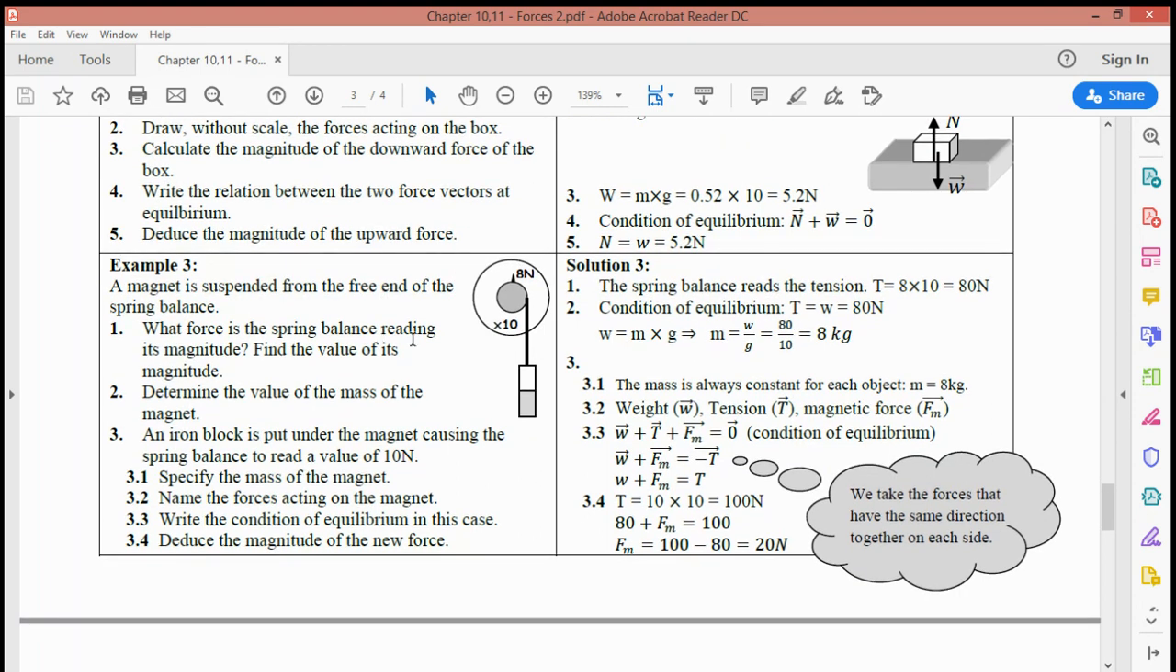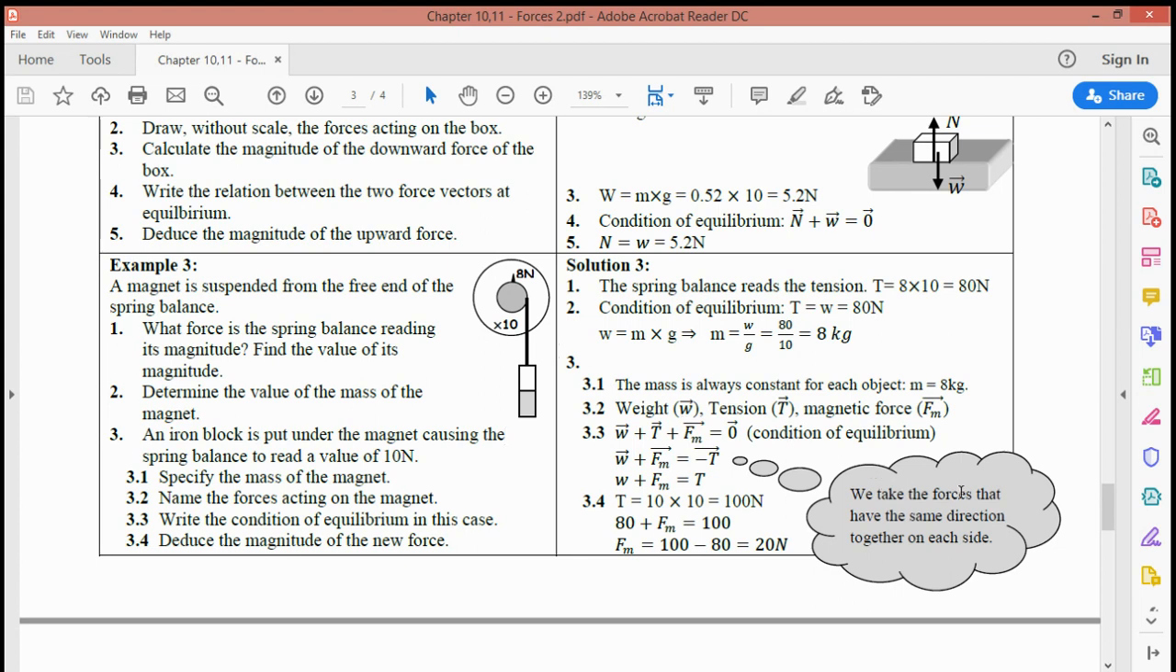In this example, we have another force, which is the magnetic force. Here in the third question, an iron block is put under a magnet, so there is a magnetic force. We can see here in the condition of equilibrium that there are three forces: weight, tension, and magnetic force. I call the magnetic force Fm. How can we write the condition of equilibrium in the magnitude relation? We just send one vector to the right, or two, whatever. Which vector should we send?